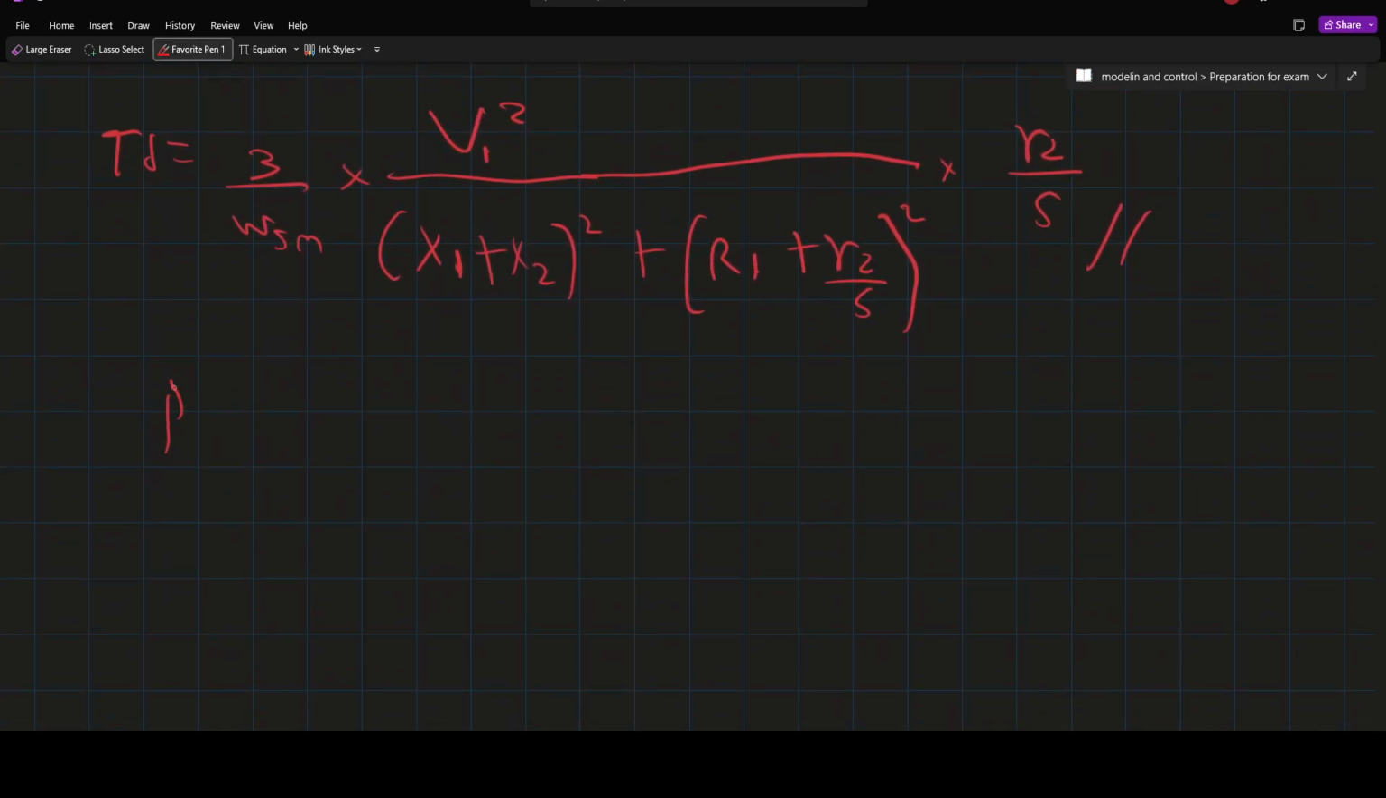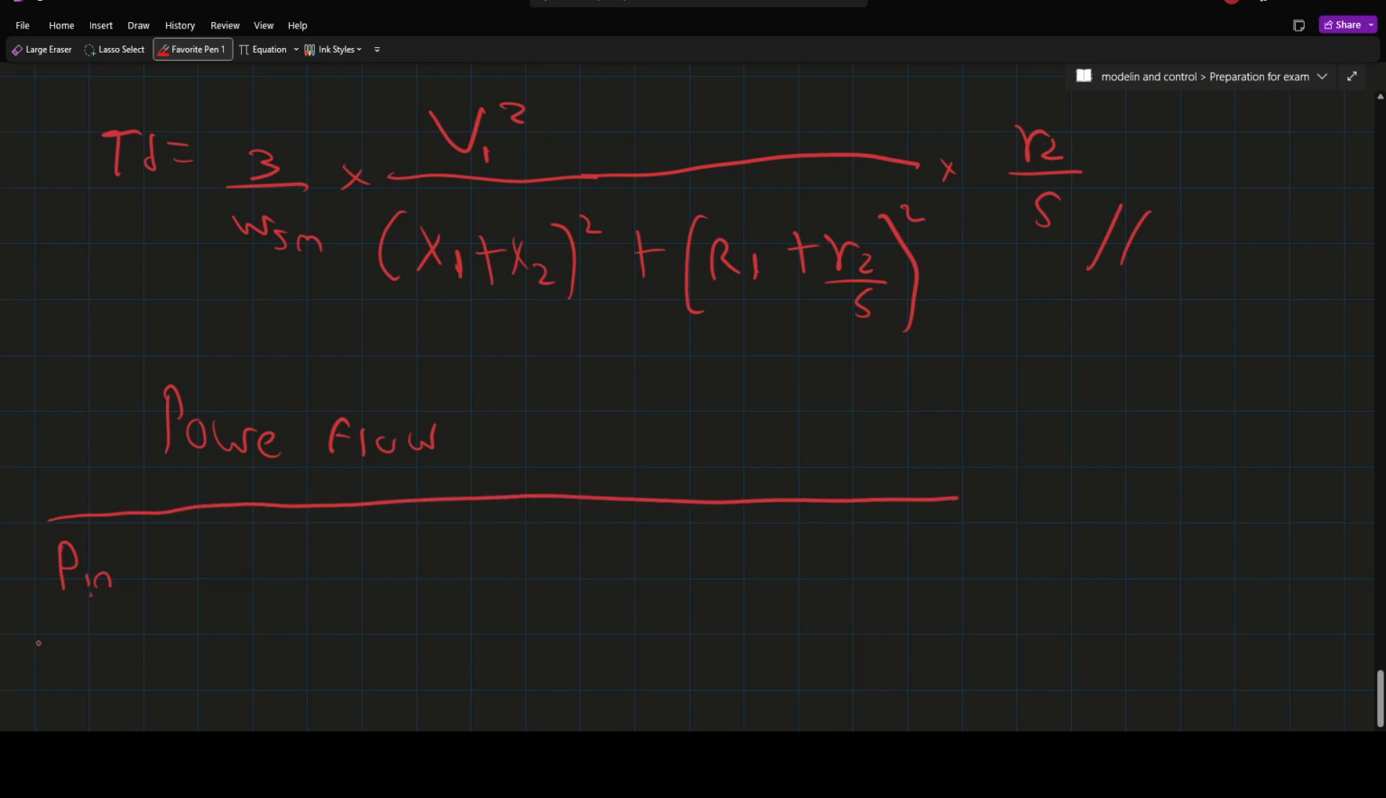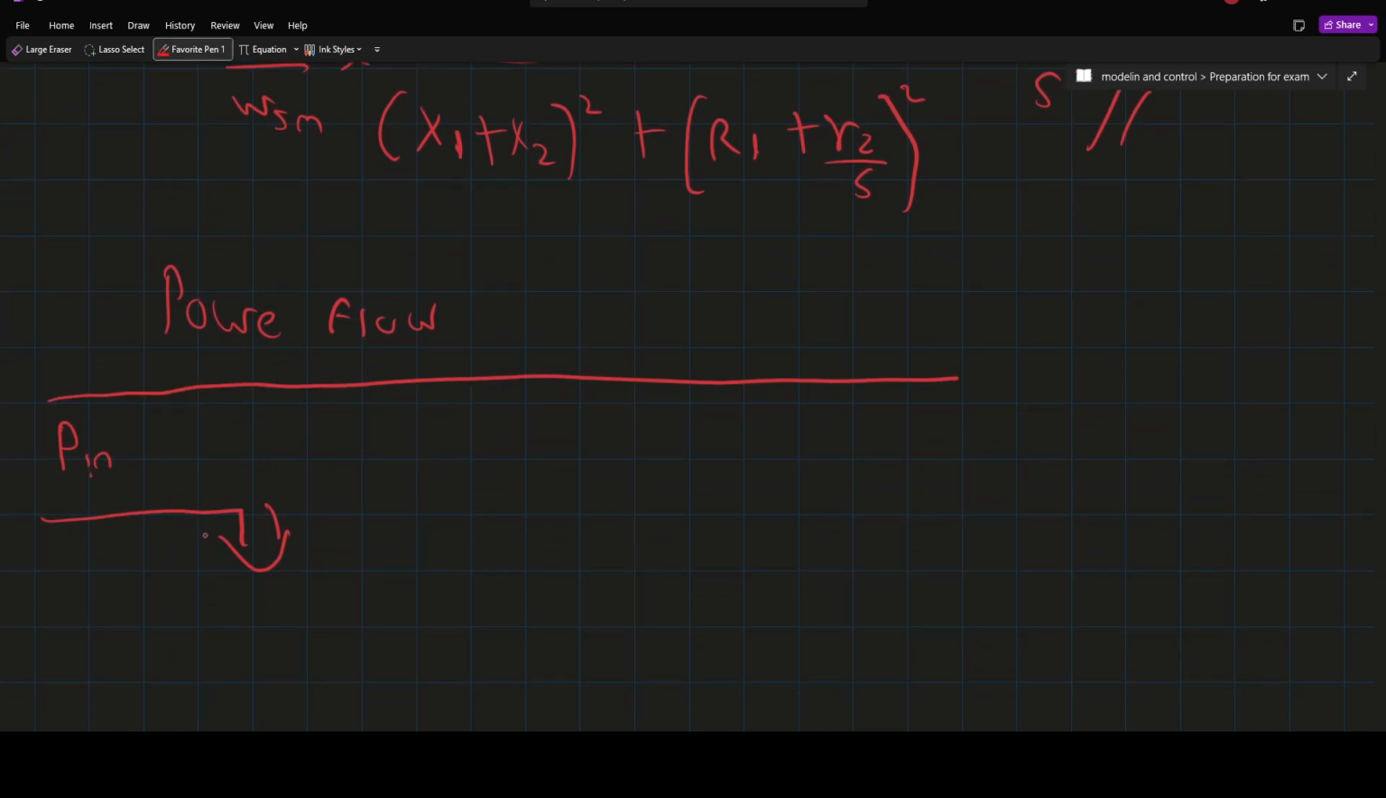Now, let's talk a little bit about power flow in our circuit. So we know that we are going to have our power in, and the first losses that we are going to get are the stator copper losses. Then we are gonna have the core losses. If we have the power in and we subtract the two, we get the power in the air gap.